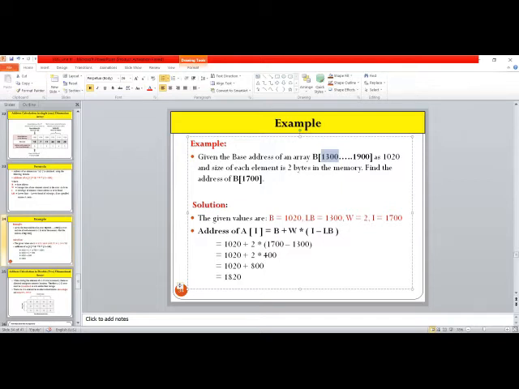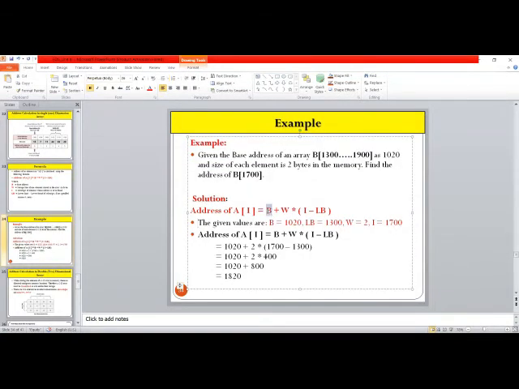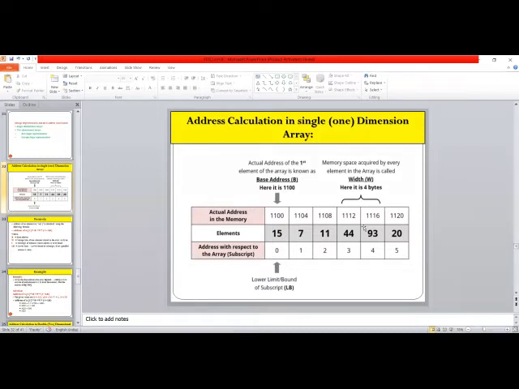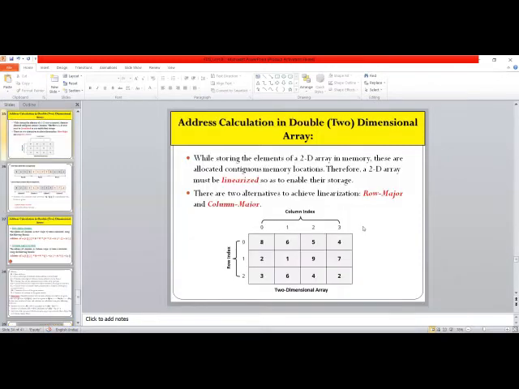So all these data are ready with us. Now simply putting this in our formula. So B is what? Base address, that is 1020. W is what? 2. Right? Lower bound, that is 1300. So putting all these values in this equation, we get 1820 as the actual address of this B 1700. So this is the address calculation in single dimensional array.